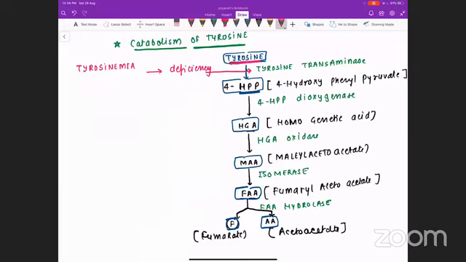That condition will be called tyrosinemia, because if there is deficiency of any of the enzymes, let's say deficiency of the enzyme FA hydrolase, then ultimately FA will accumulate, MA will accumulate, and lastly tyrosine will accumulate. So if there is deficiency of any of the enzymes in these 5, what is going to accumulate is tyrosine. So the deficiency of FA hydrolase will also lead to tyrosinemia.